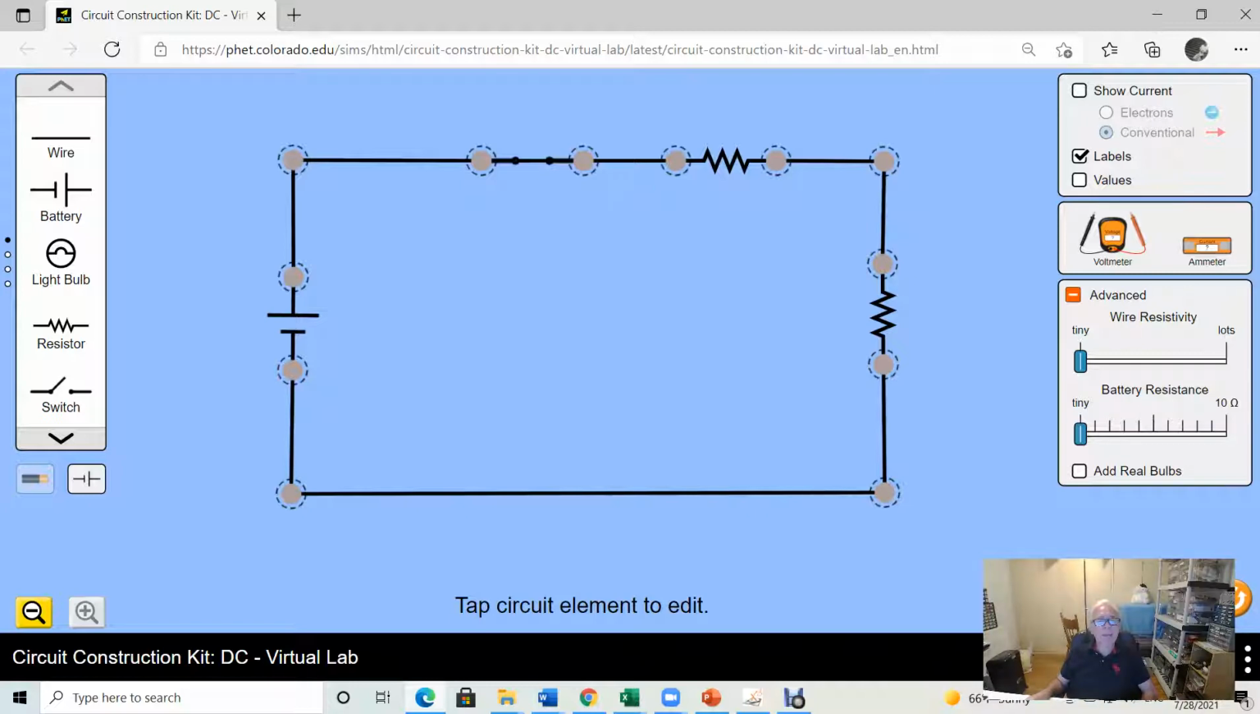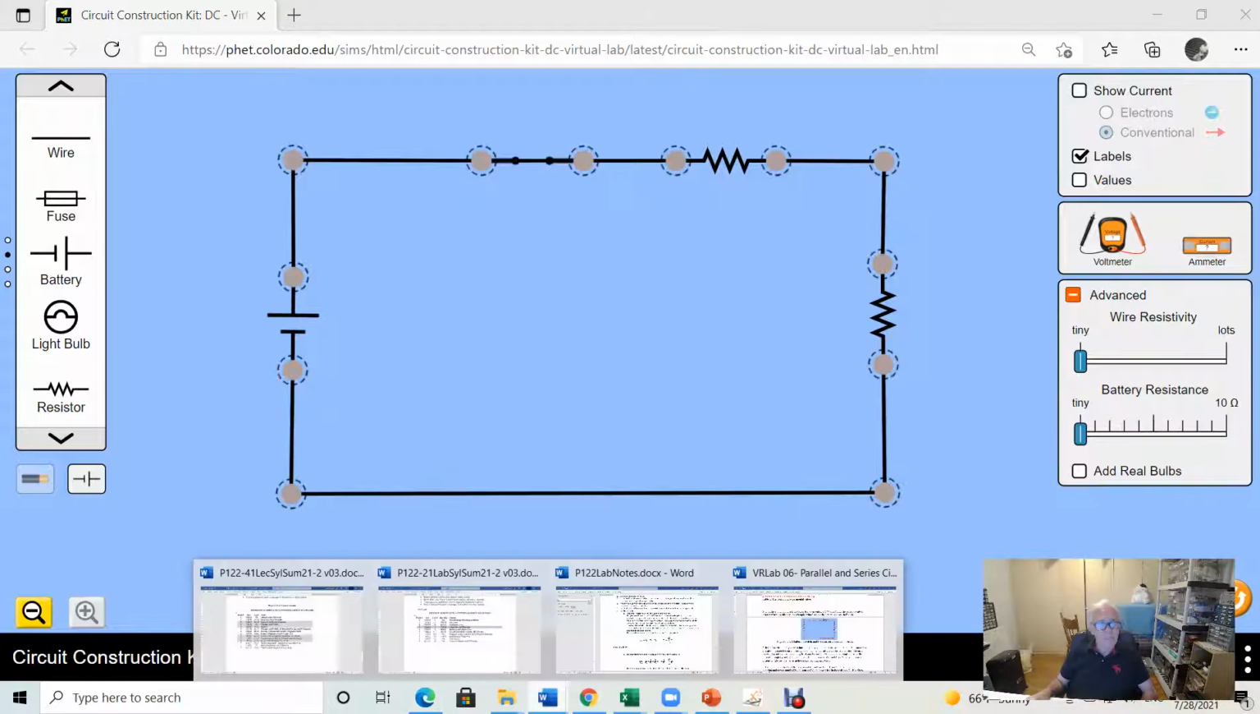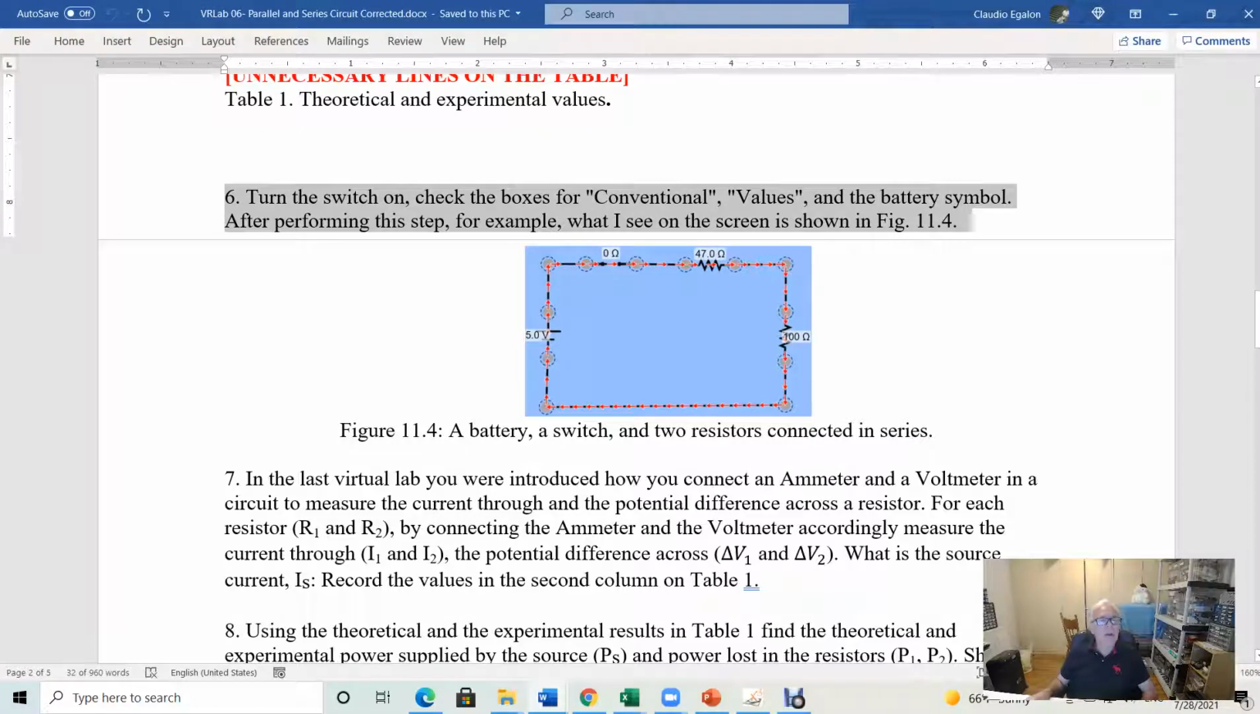Very similar to what I had in my own PowerPoint. If I want to open the circuit, I open the switch, close the switch. I can show the current superimposed over the circuit diagram. So let's work on that one. But I want to turn off the current so you can get familiar with the circuit diagram.